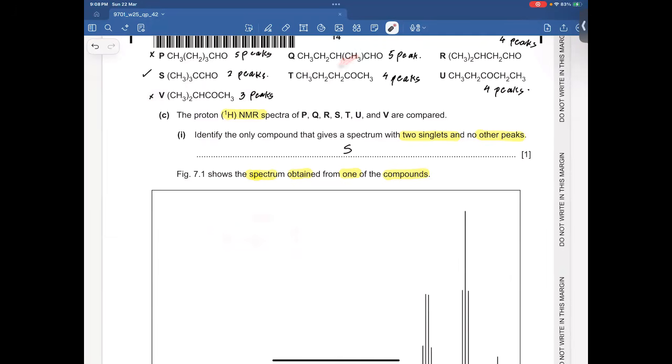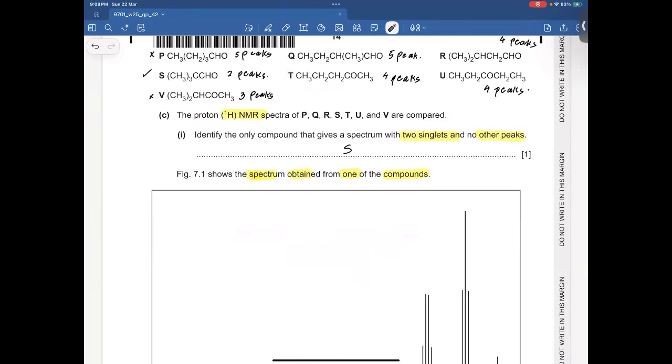Let's talk about this one. CH3, CH2, CH, CH3, and this one is COH. So this will give you doublet, and there is no doublet in this spectrum, which means Q is also incorrect. Let's talk about T. CH3, CH2, CH2, CO, and this CH3. Now this will give you singlet, okay? And there is no singlet in the spectrum, which means T is also incorrect.